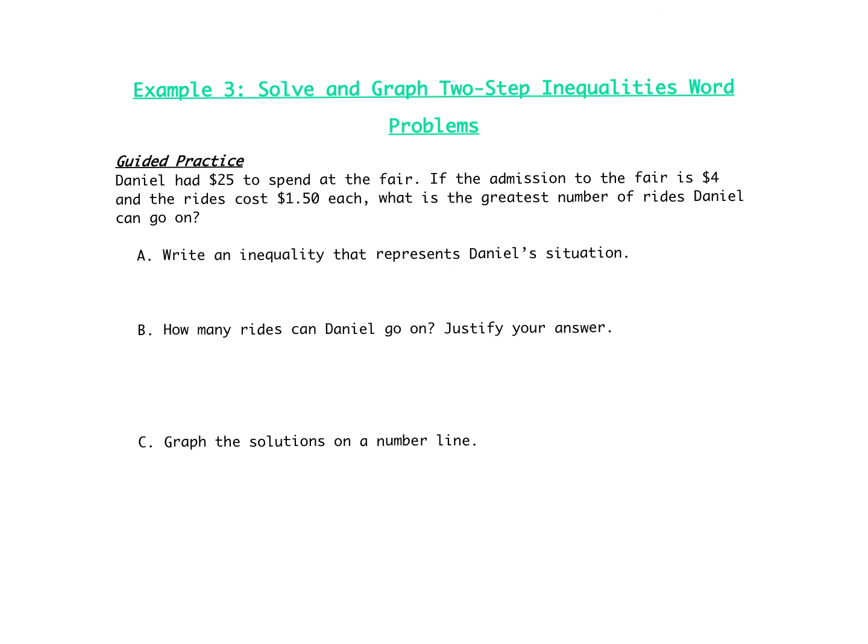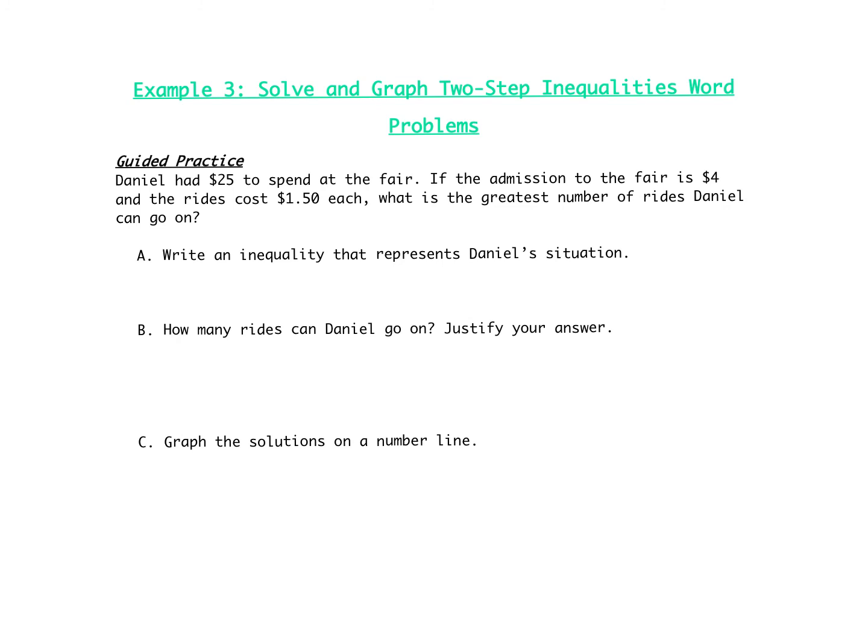Last example, we have Daniel has $25 to spend at the fair. If the admissions to the fair is $4 and the rides cost $1.50 each, what is the greatest number of rides Daniel can go on? So we need to write our inequality first. That's the first step. So let's go highlight our important information.